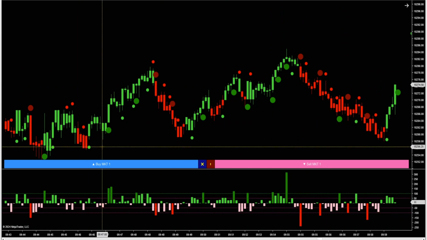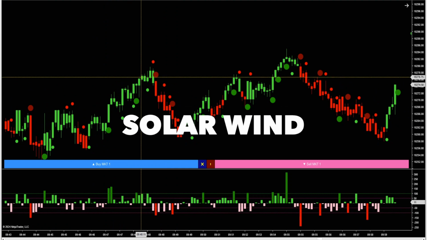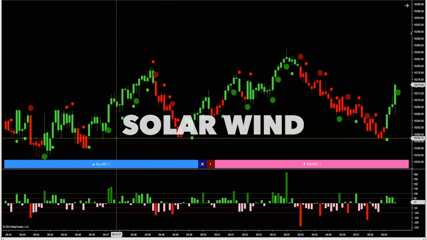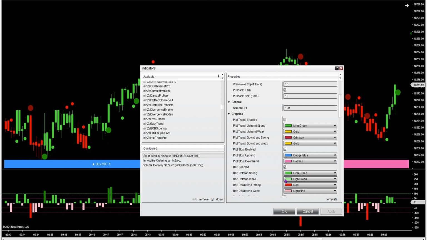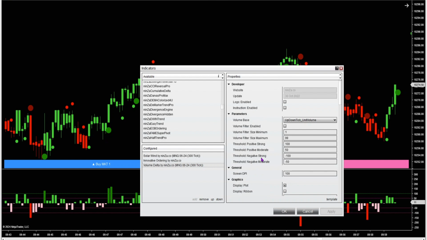This is this morning's price action. I've got the solar wind indicator printing the candle colors. I've got it on a custom super short time frame. The settings for the solar wind are 0.5 for the multiplier trend and 1 for the multiplier stop. Everything else is the same, and I just have it printing the bar colors. Always got my innovative ordering buttons on the chart. And then for the volume delta, for the strong I've got 100, moderate I have 50, negative strong is minus 100, negative moderate is negative 50. Then I've got it displaying the plot, this histogram below.